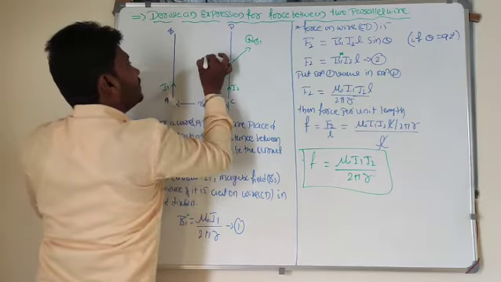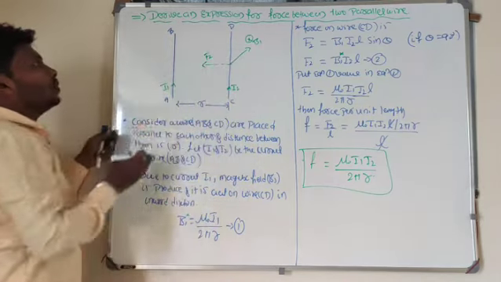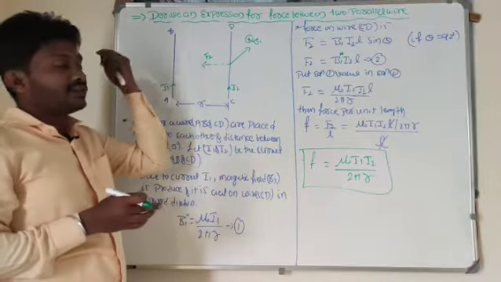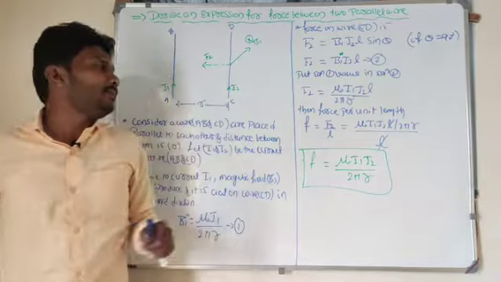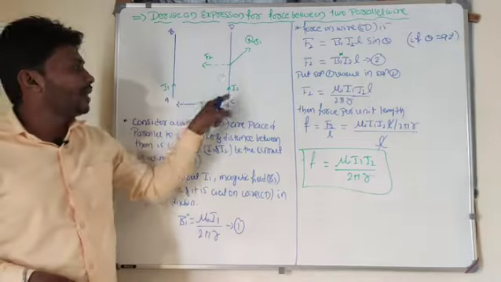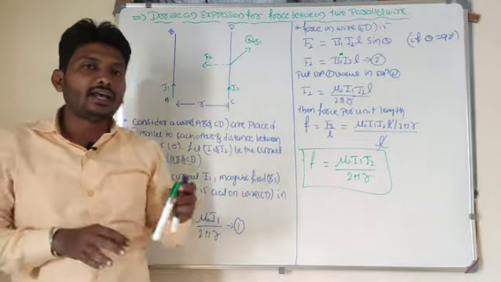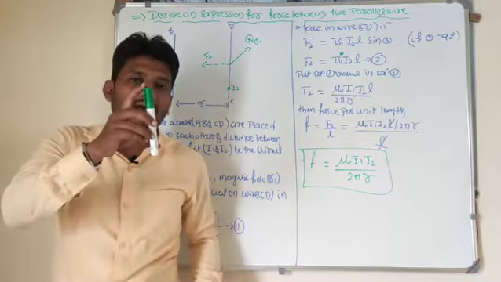The force F2 is acting towards the wire AB. In which direction is force F2 acting here? The force F2 is acting towards the wire AB. Look here, I want to find the force acting on the wire CD. This is the wire CD.